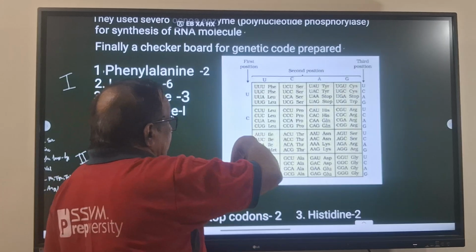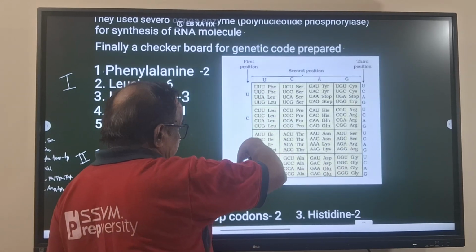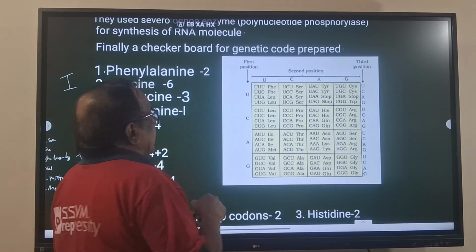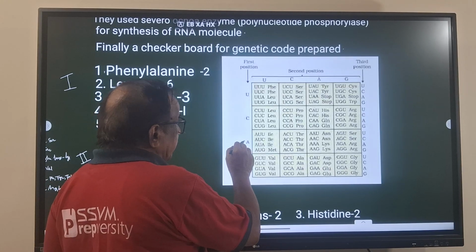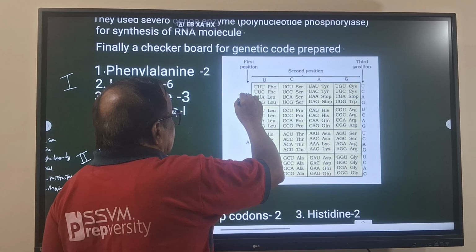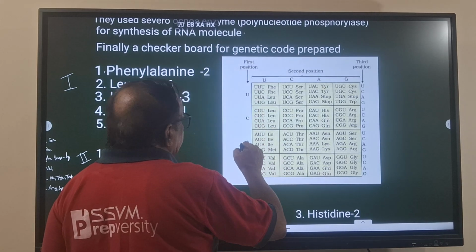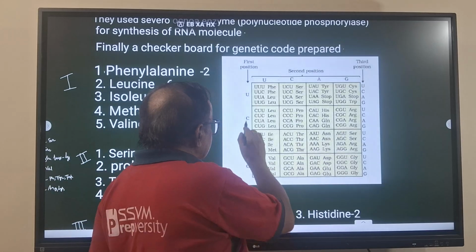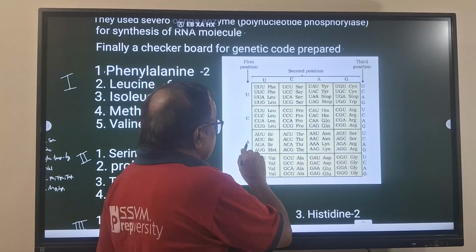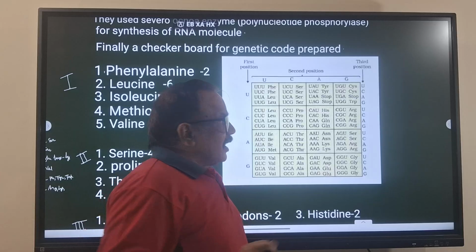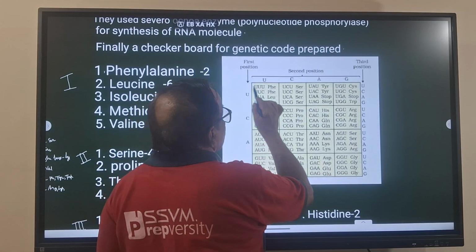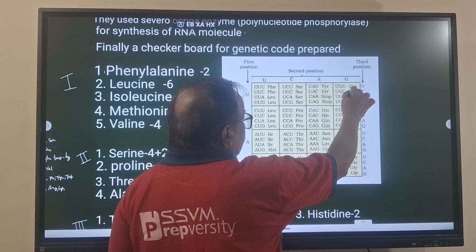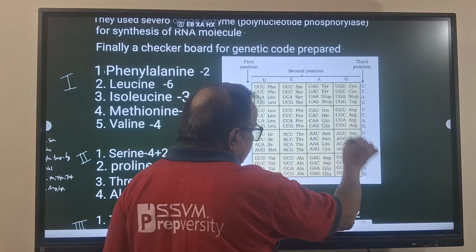So in the first position, they have given the pyrimidines and purines: uracil, cytosine, adenine, guanine. These two are pyrimidines, and these two are the purines. Remember it. Pyrimidines are uracil and cytosine, and purines are adenine and guanine. Remember it properly. In this first row they have given separately, and the second row also the same thing. And in the third row, each one is providing one nucleotide: uracil, cytosine, adenine, and guanine. Like that, all these rows are there.